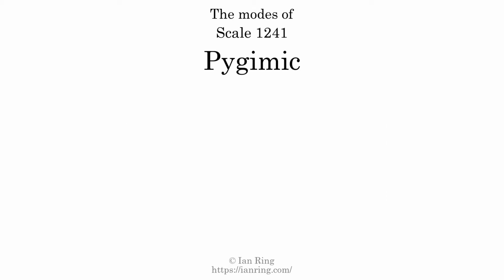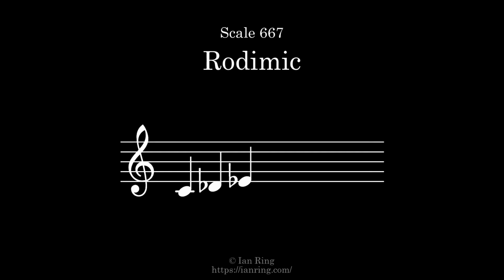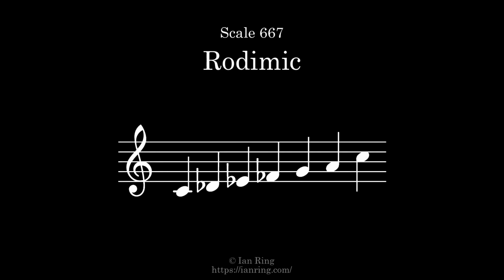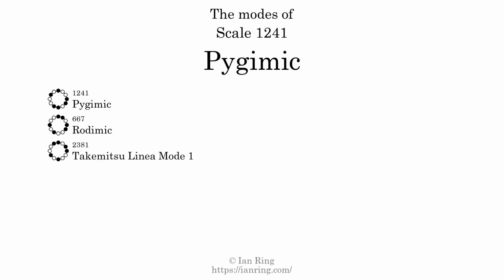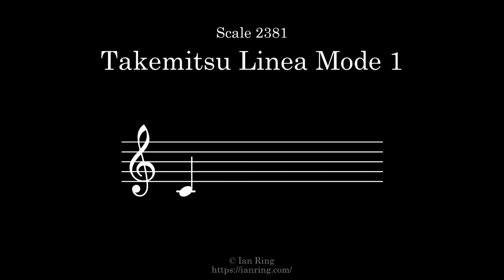This scale has 6 modes. The first mode is itself. The second mode is scale 667, also known as rhythmic. It sounds like this. The third mode is scale 2381, also known as Takemitsu linear mode 1. It sounds like this.